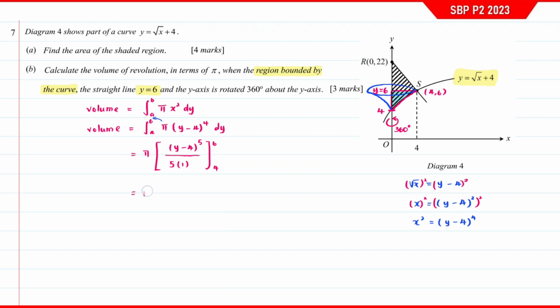Next, we substitute the upper limit and lower limit into the integration. So first we get (6 minus 4) to the power of 5 over 5, minus (4 minus 4) to the power of 5 over 5. So here we get pi times (32 over 5 minus 0). Then the volume will be 32 over 5 pi.